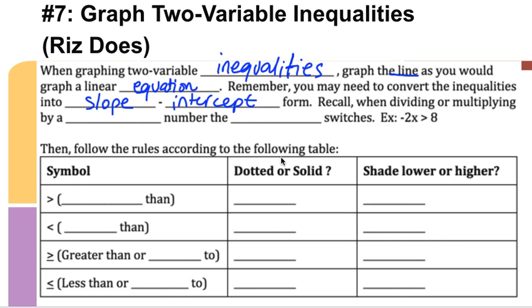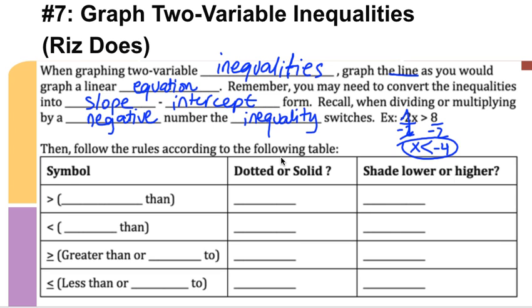And recall when dividing or multiplying by a negative number, the inequality switches. Okay? So for example, if we have negative 2x is greater than 8, I divide by negative 2 to solve for x. So that means x is now less than, because I divided by a negative number, negative 4. Okay? That's going to be necessary for us to know for today.